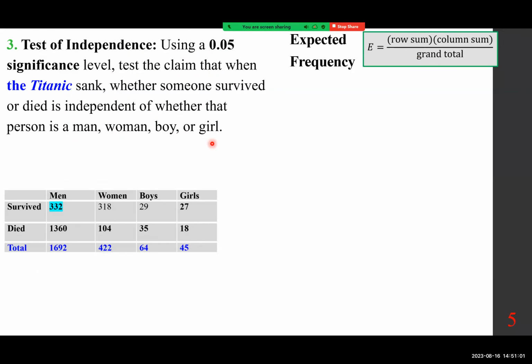First, this table is given and we're going to put the total. We add these two, these two, these two. So we make up the total for the 4 columns. We make up the total for the 2 rows. And this one is the grand total. If you add up this row or this column, they must give you the same answer.